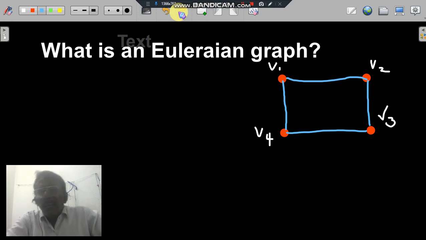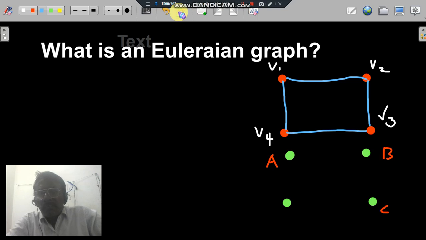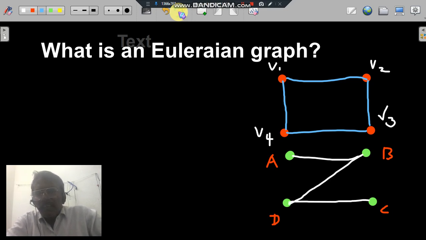In a similar way I am going to make another picture with four vertices, and before I make the edges, I name the vertices as A, B, C and D. Now again I am going to make edges as follows: from A to B, and from B to D, and D to C, and C to A.